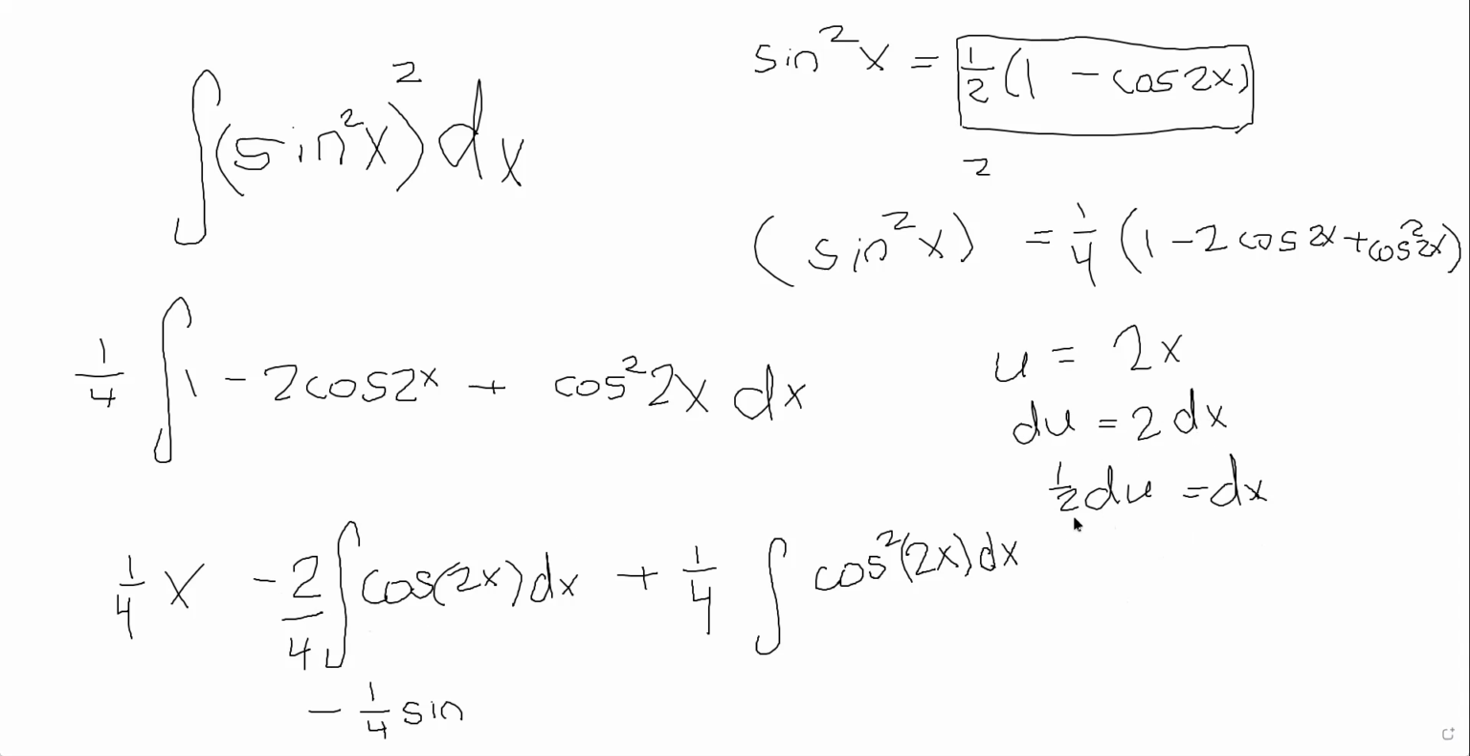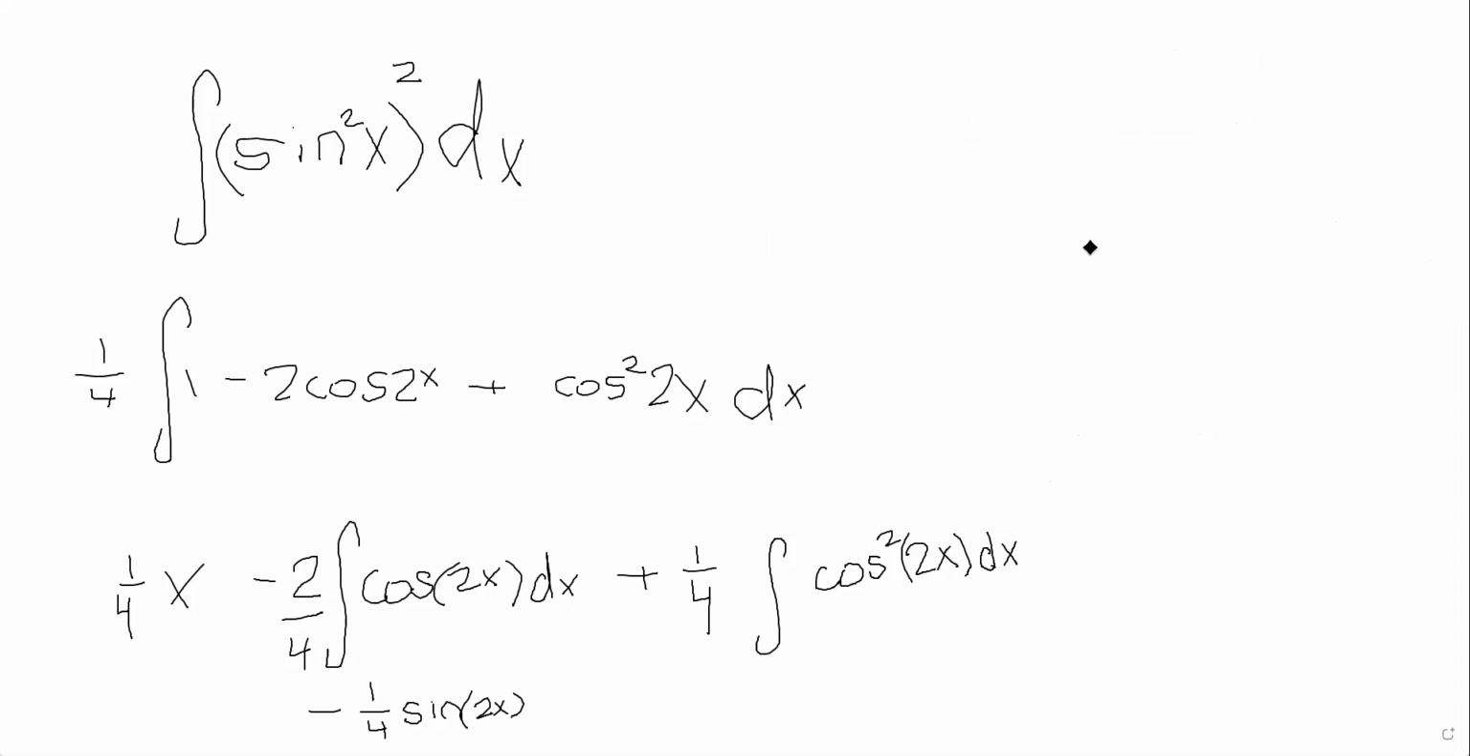So this is going to be 1/2 du. So we get minus 1/4. It's going to be sine of u. And then the u is just 2x. Put that back in there. And then we're going to do another power reduction here. If it were just a single power of cosine, we could do this pretty easily. But the problem is we have a double power. So we're going to use another power reduction formula here.